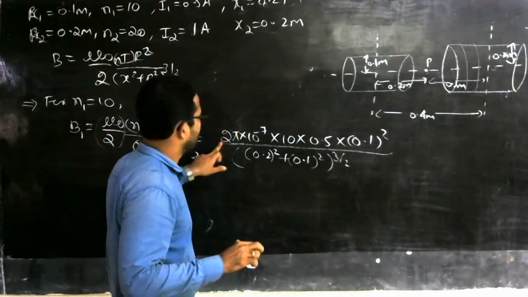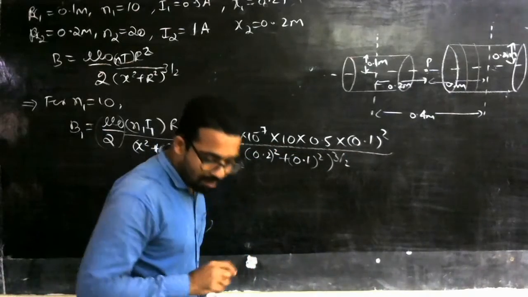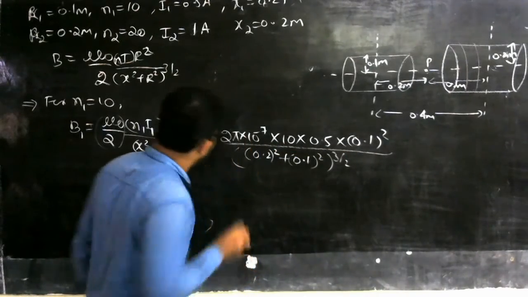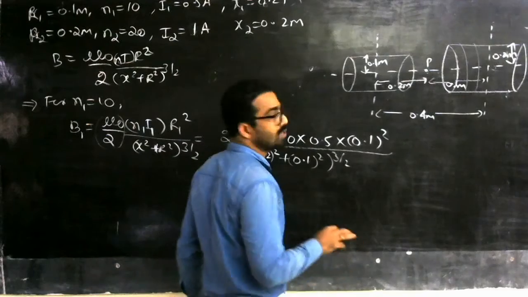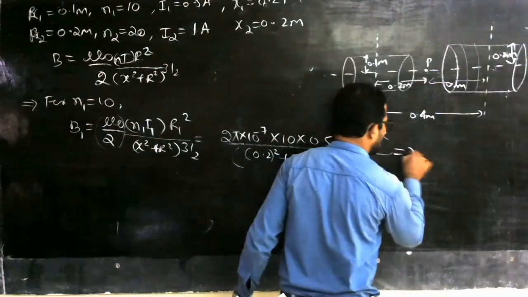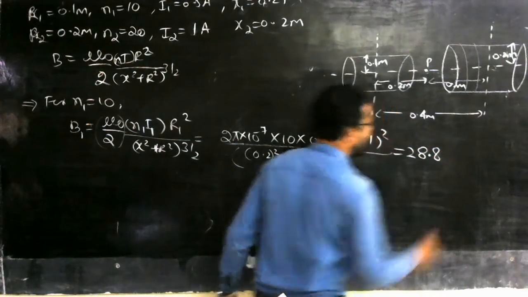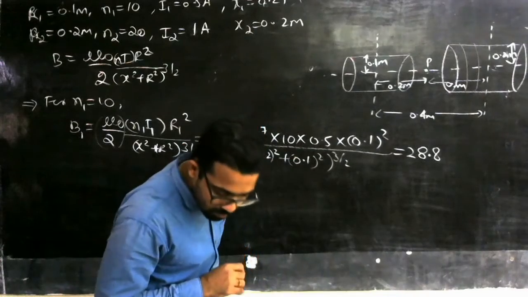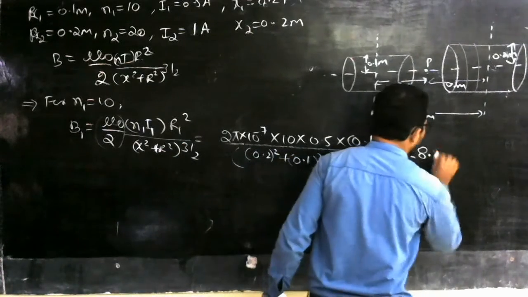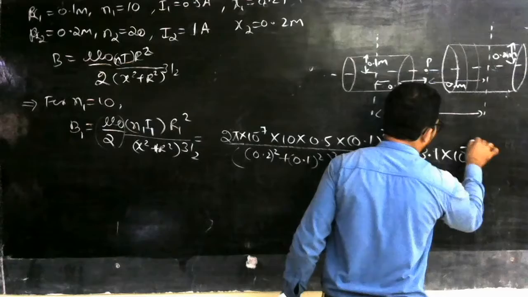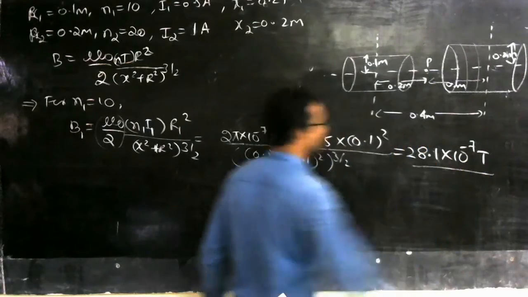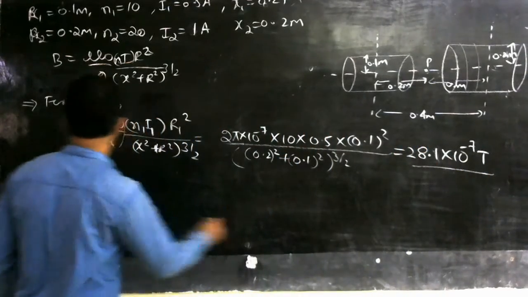Also you have to calculate this. After calculating, I have calculated this, that is why I am directly writing the value here: 28.1 into 10 to the power minus 7 Tesla. Okay, this is the value for B1.